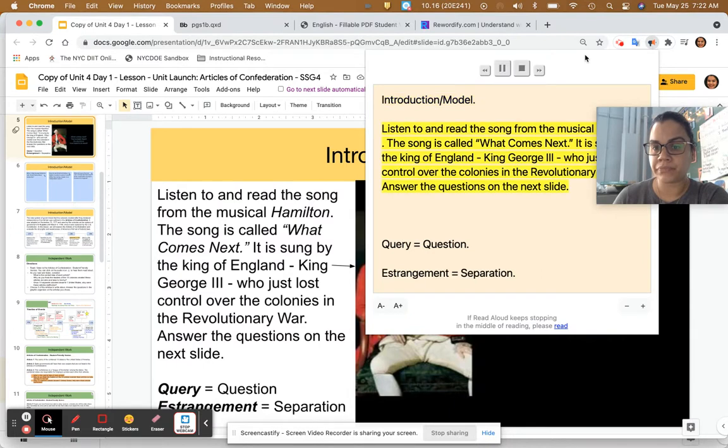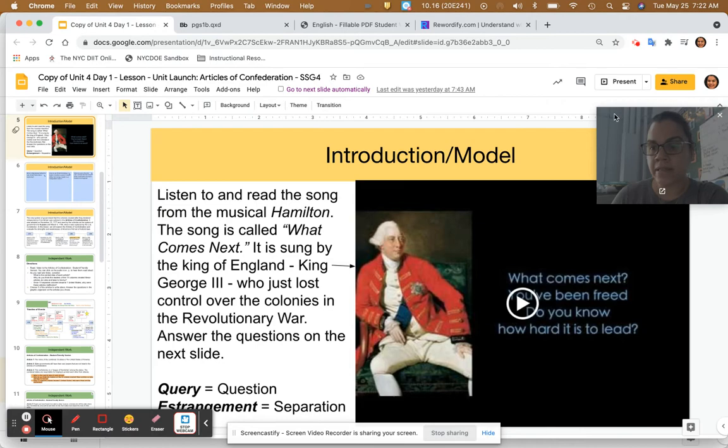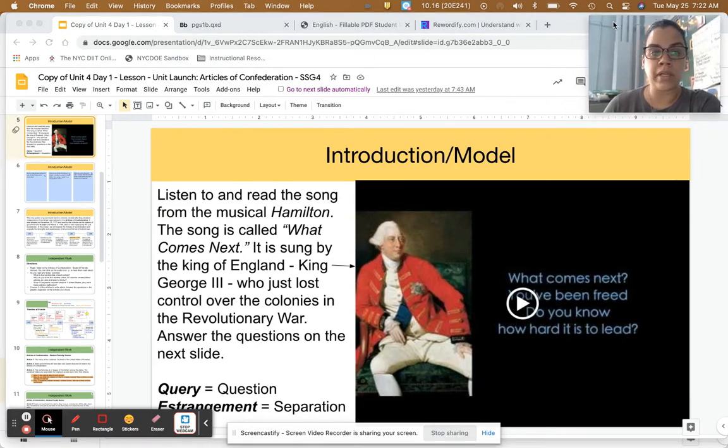Introduction model. Listen to and read the song from the musical Hamilton. Anytime you need to pause or rewind this video to listen to something one more time, feel free to do that. You have access to the slides on Google Classroom. Feel free to pause the video and use either rewordify.com or the Google Chrome extension to help you understand some of the content that we're looking at today.